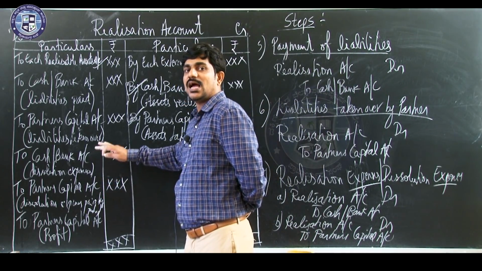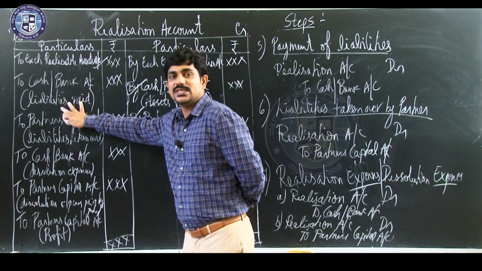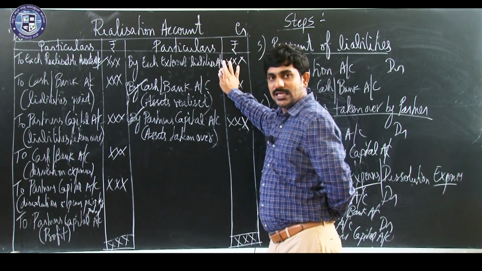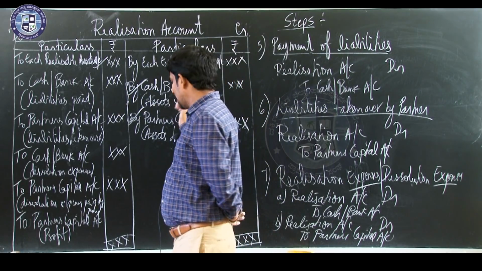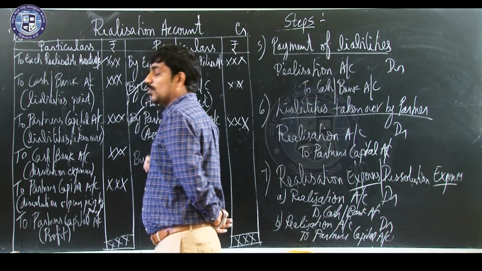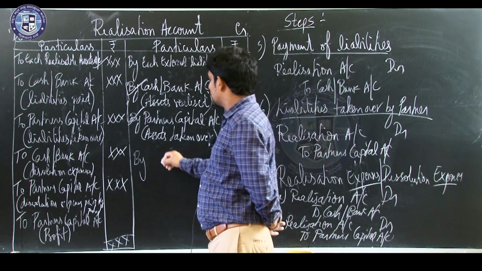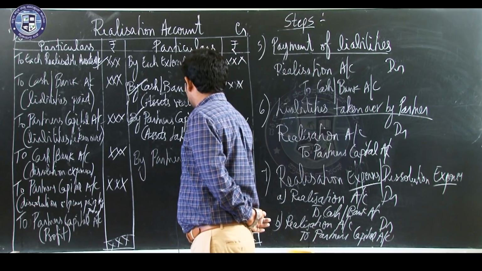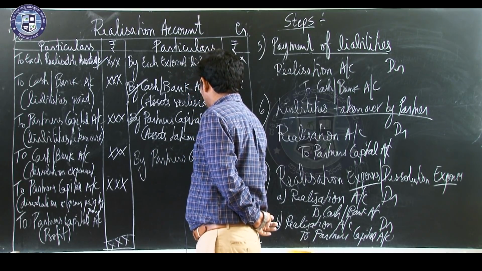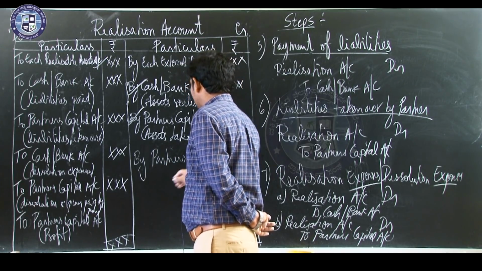If it is the other case, if the debit side is more than the credit side, that means expenses are more than the income. Then it is called what? Loss. So, the loss also you transfer to which account? Partners' capital account.